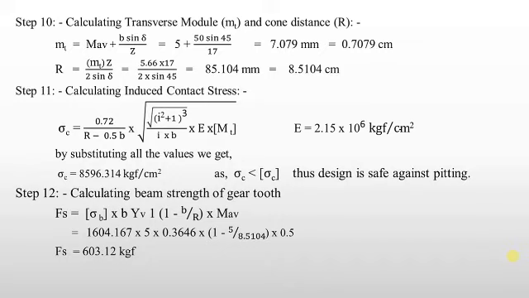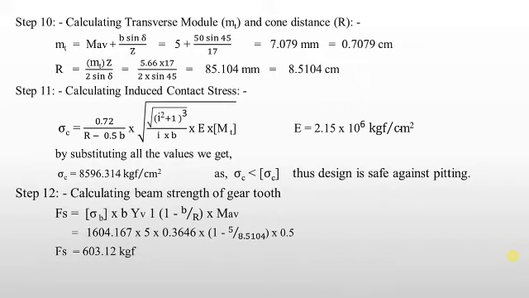Step 11. Calculating induced contact stress. We are using the equation for induced contact stress from the PSG data book, in which we are using Young's modulus E is equal to 2.15 into 10⁶ kgf per centimeter square. Hence, by substituting all the values, we get induced contact stress sigma C is equal to 8596.314 kgf per centimeter square. As our induced contact stress is less than design contact stress, thus our design is safe against pitting failure.